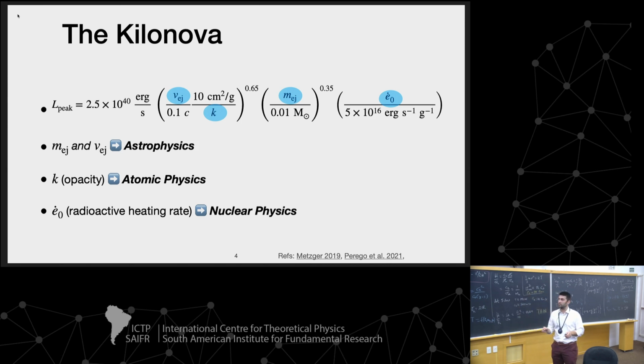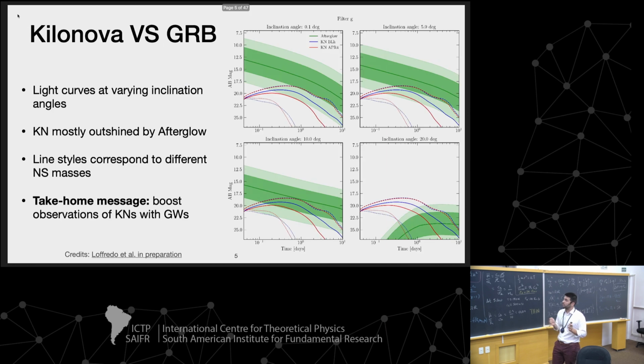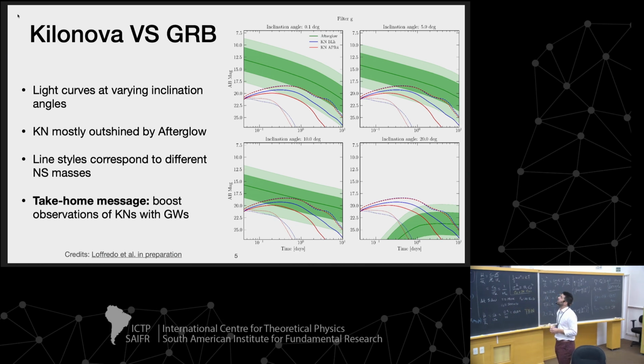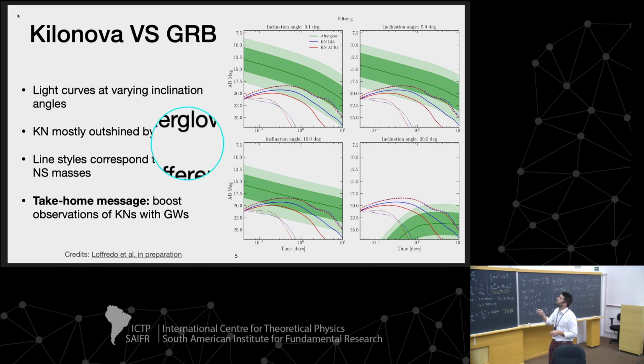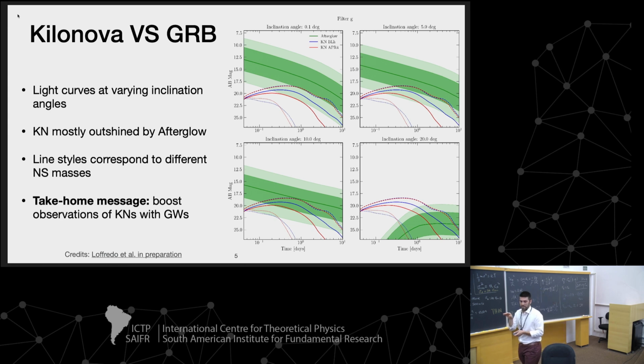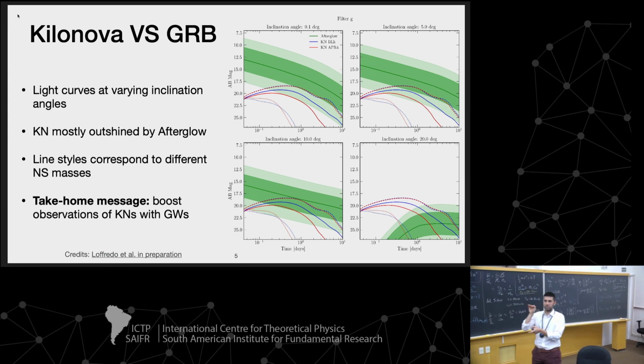So we want kilonova emission. However, there are problems, of course. What I'm showing here is the light curve of the kilonova. These are the lines here. So this is the light curve as a function of time, so absolute magnitude as a function of time. The light curves are the blue and red lines. The green lines instead are the afterglow emission after the GRB.